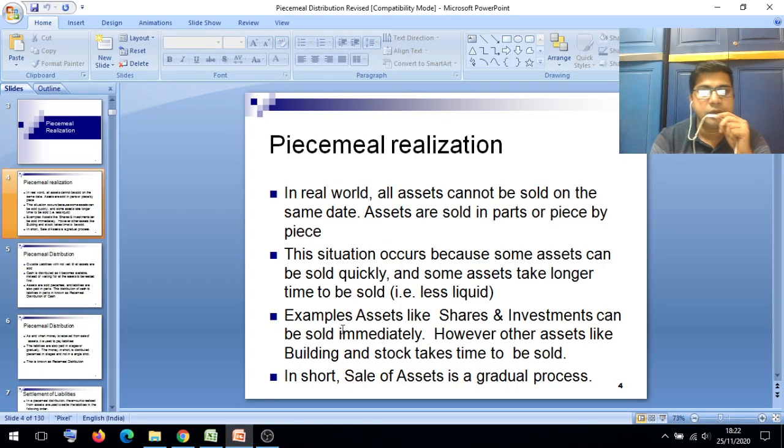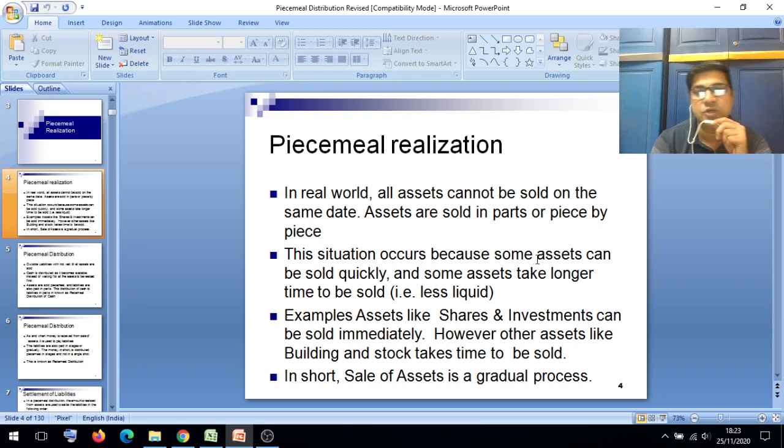In the real world, all assets cannot be sold at one time. For example, piecemeal distribution is after dissolution of the firm, after the close of the business, after the shutdown of the business. The firm has decided to sell all assets and pay all liabilities. But it is not possible, because in the real world, all assets cannot be sold on the same day. Assets are sold in parts, or piece by piece. Piece by piece means the piecemeal distribution.